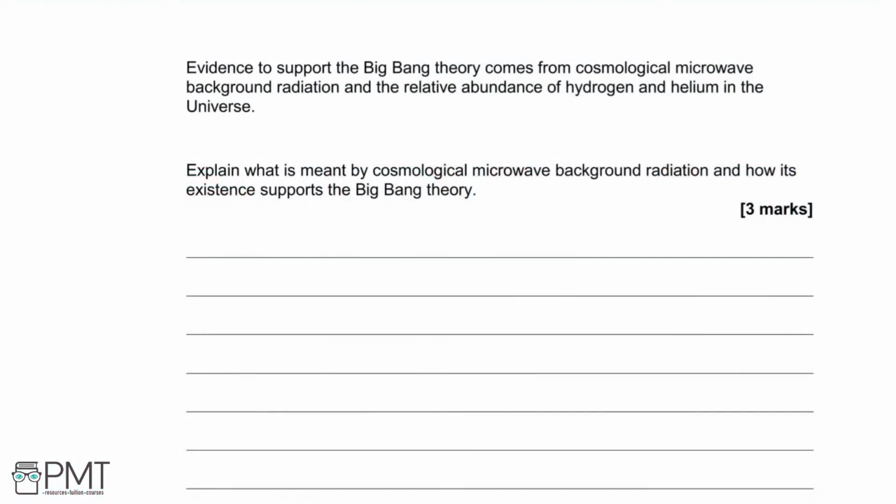Evidence to support the Big Bang theory comes from cosmological microwave background radiation and the relative abundance of hydrogen and helium in the universe. Explain what is meant by cosmological microwave background radiation and how its existence supports the Big Bang theory.